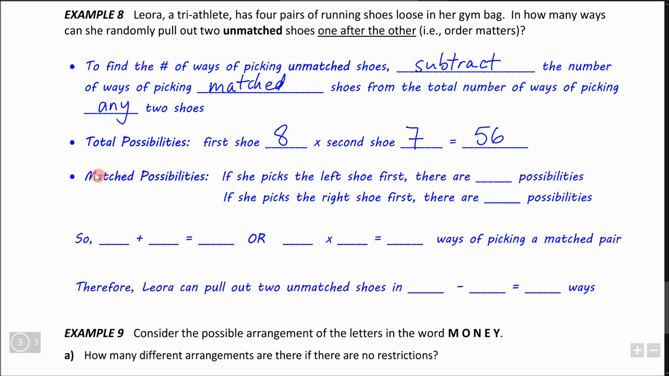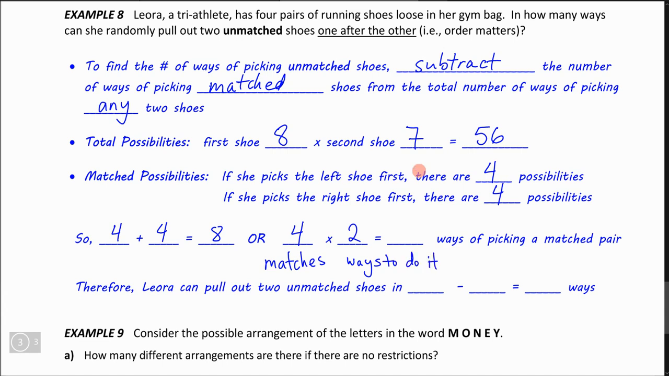However, if you want the matching pairs of shoes, so if you pick the left shoe first, then there are really only 4 possibilities to do that. And if she picks the right shoe first, well, there are also only 4 possibilities to do that as well. So if I add those two, 4 plus 4, I get 8. Or I can say 4 matches times 2 ways to do it.